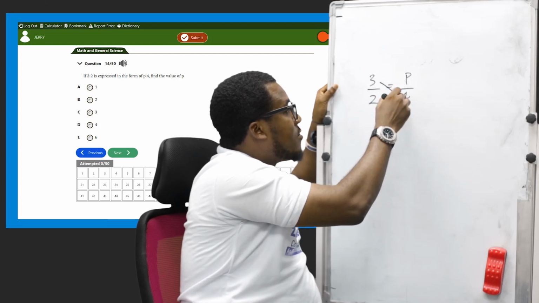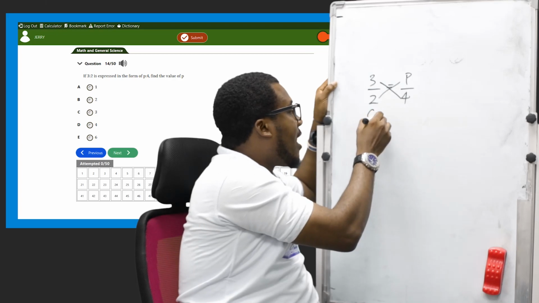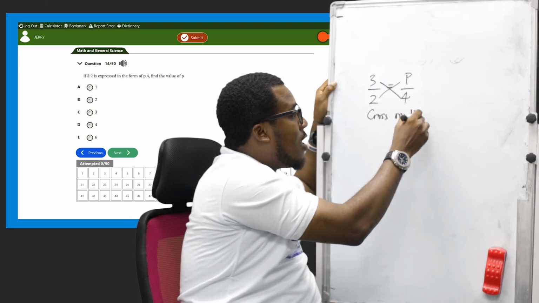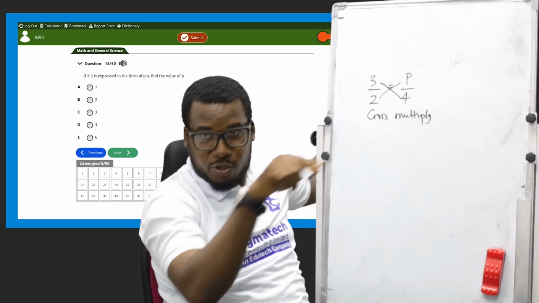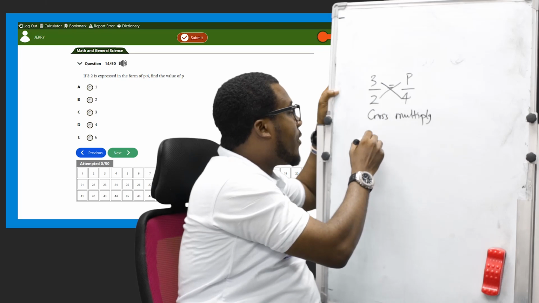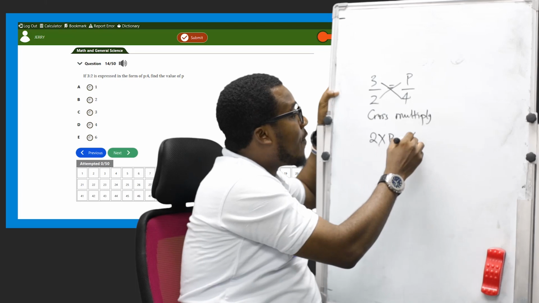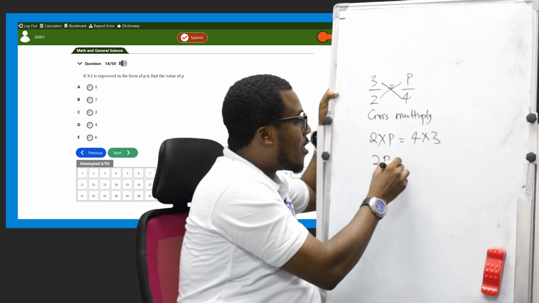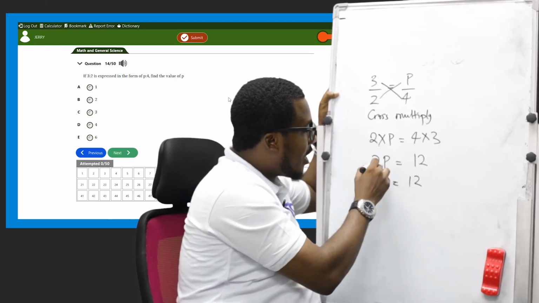What you just do here is cross multiply. We call it cross multiply. Like I said, if you look at the cross symbol here, it's a multiplication symbol. It's like a times, hence why it's called cross multiply. And when you cross multiply, it becomes 2P, or 2 times P, equal to 4 times 3. When you do this now, it becomes 2P equal to 12. P is equal to 12. You take your 2 over.